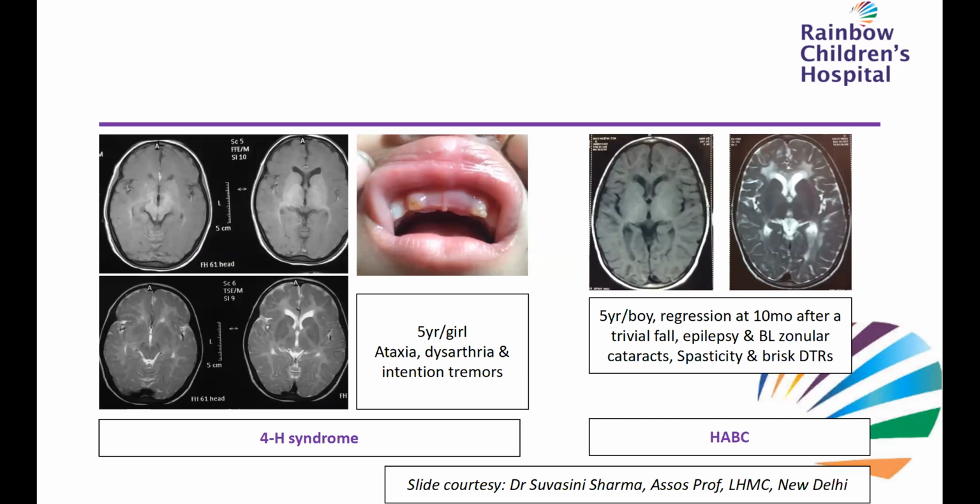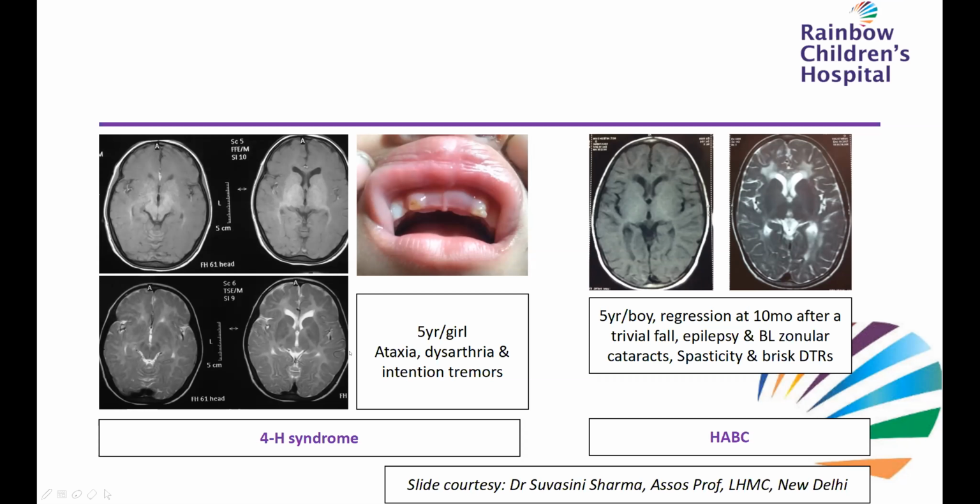So this case, this was a 5-year-old girl who had presented with ataxia, dysarthria, and intention tremors. So for a 5-year-old girl, even the dentition is very much delayed. The central incisors are not there. Again, if you look at the T1 images, they look pretty okay. Like you don't see a lot of abnormality.